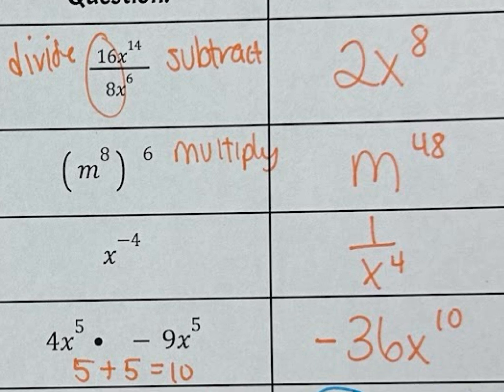Next question, I'm multiplying my coefficients. That makes negative 36. I'm adding my exponents. That makes x to the 10th.